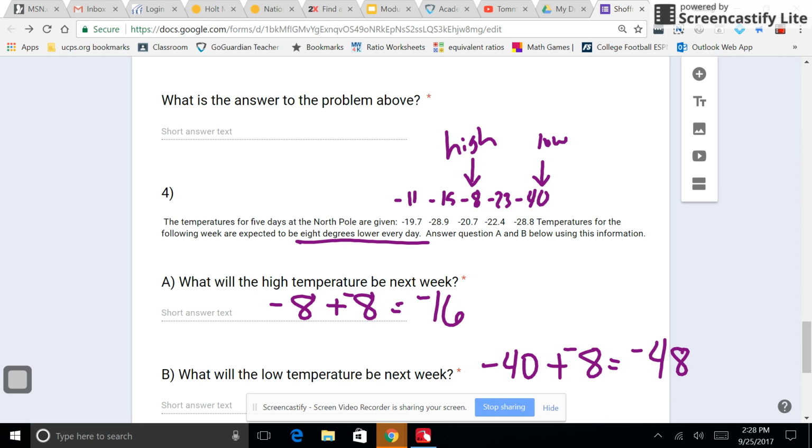Now that you've seen me work this problem, you go try to apply the steps to your number 4. Good luck.